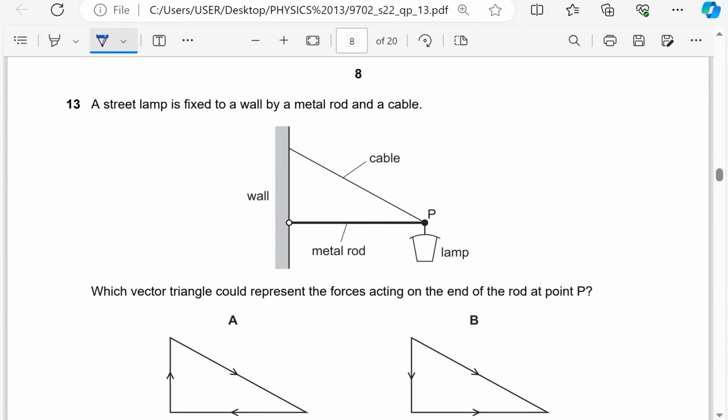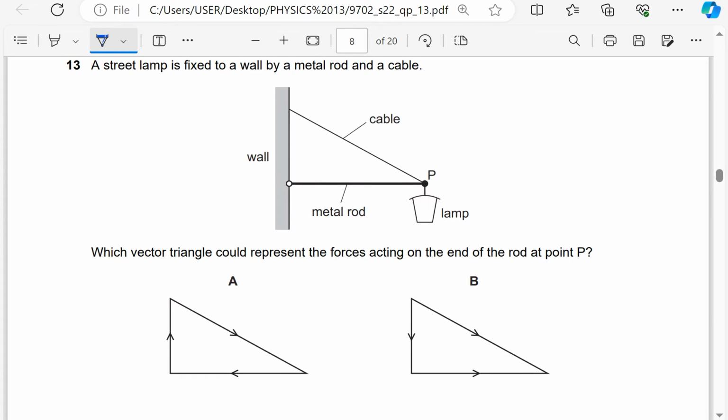A street lamp is fixed to a wall by a metal rod and a cable. Which vector triangle could represent the forces acting on the end of the rod at point P? So we have the normal reaction force, we have the weight vertically downwards, and we have the tension here.